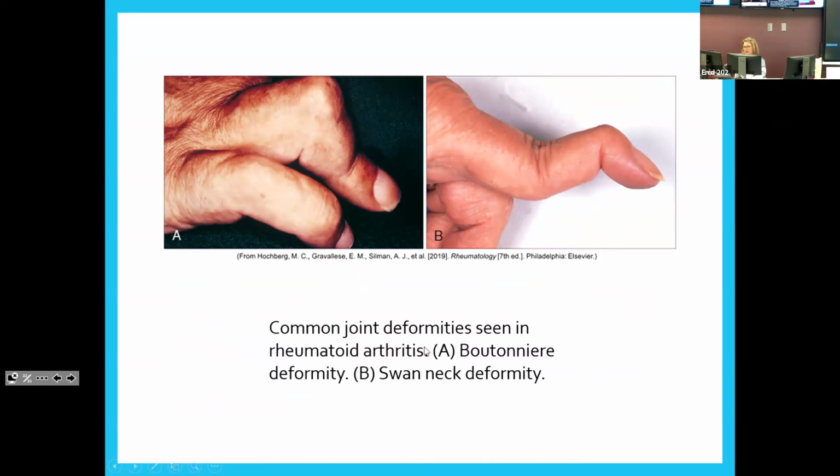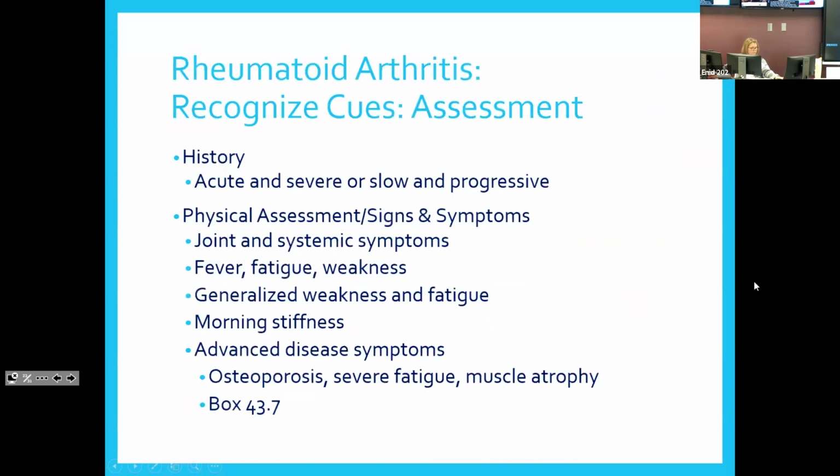Common joint deformities seen in RA are the boutonniere, the way the fingers deform up here, and then the swan neck, which looks like a swan. So things to assess for possible RA: know that it's acute and severe or slow and progressive. It can come on quickly, or it can be something that waxes and wanes and gradually progresses.